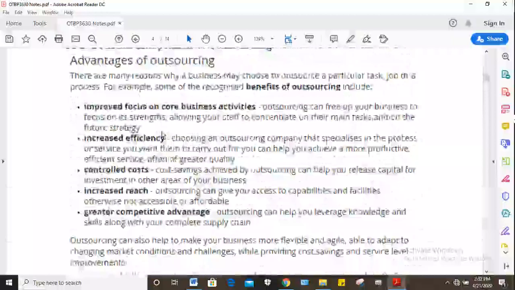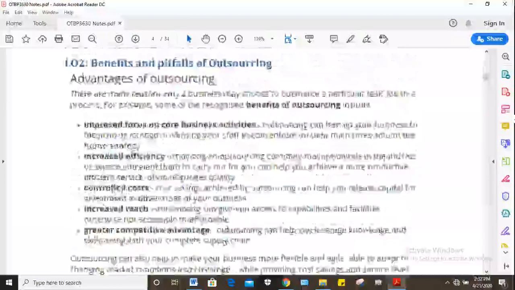So, for example, advantages: improved focus on core business activities. That's usually the main one, where the business now is able to focus on its core activities and leave the support activities or the non-core activities to other parties to focus on. So that allows the business to maximize on what it's fundamentally based on, and it enables them to do that very well as well. Then these are also the other elements with regard to the advantages.